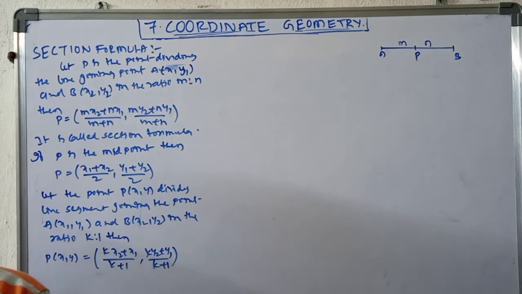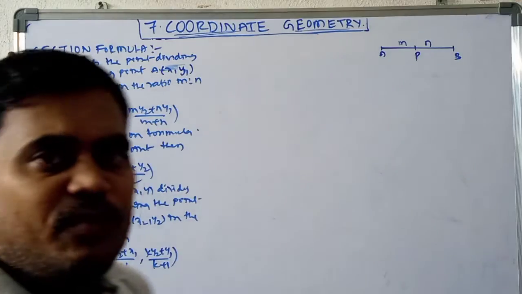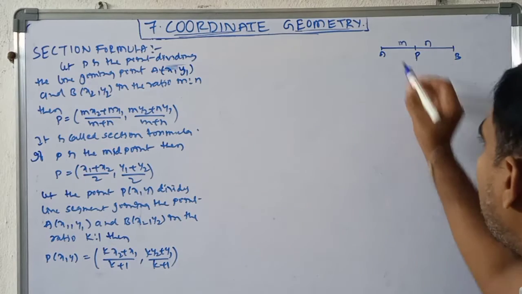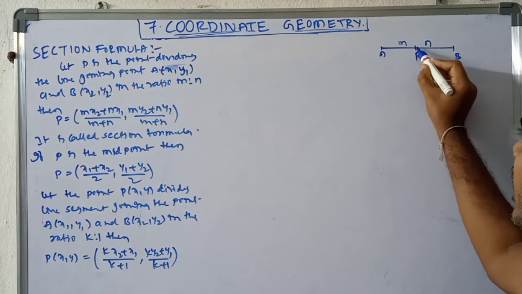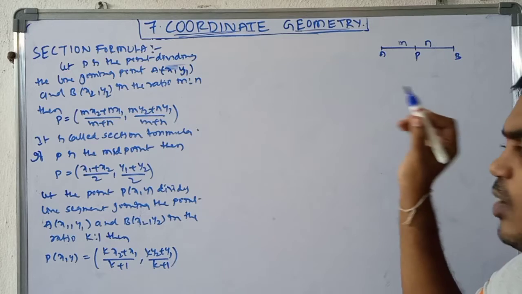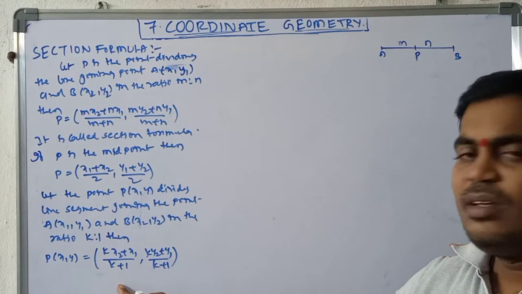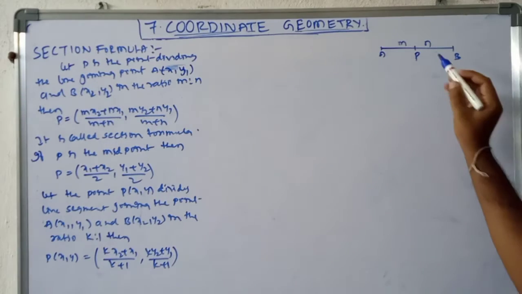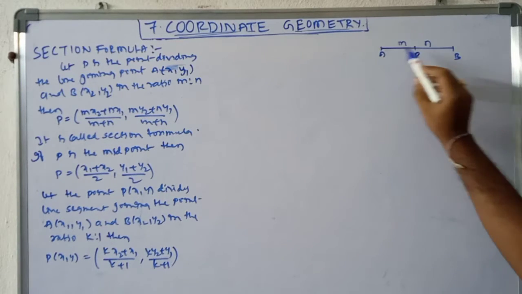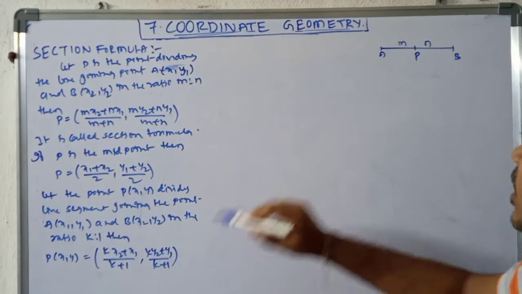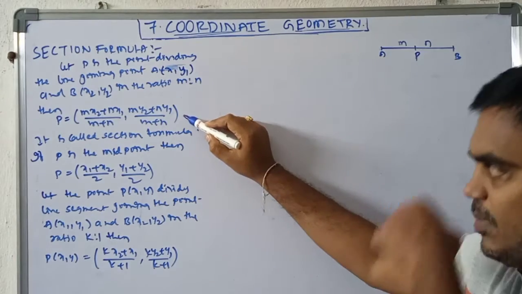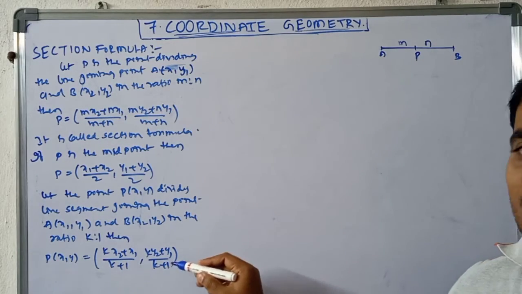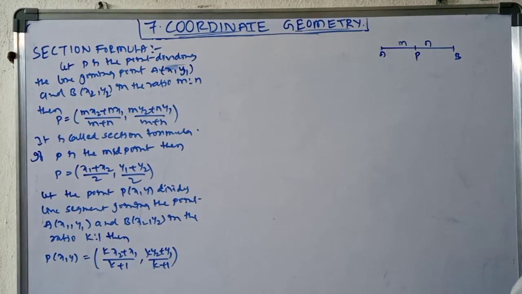So this formula is used to determine the ratio. If 2 points are given, point A and point B, and this point is also given, we need to find the ratio. We use this formula, and we can easily find the ratio. Or else, if these 2 points and the ratio are given and we need the point, we use this formula. So this formula is used to find a point, and this formula is used to find the corresponding ratio.